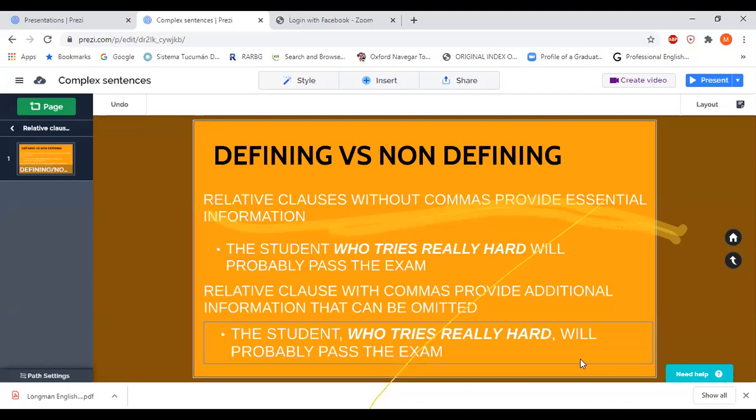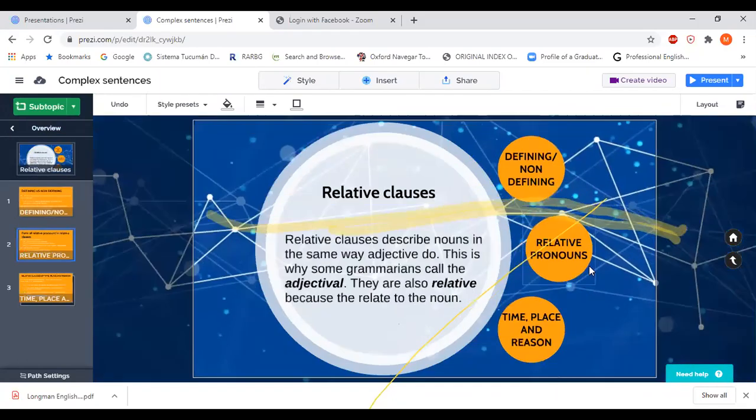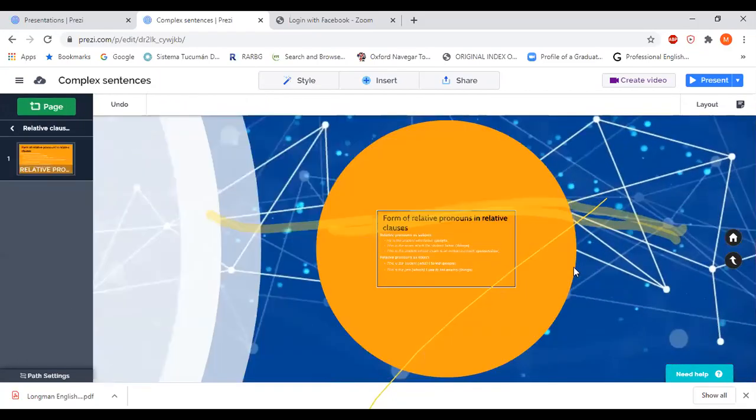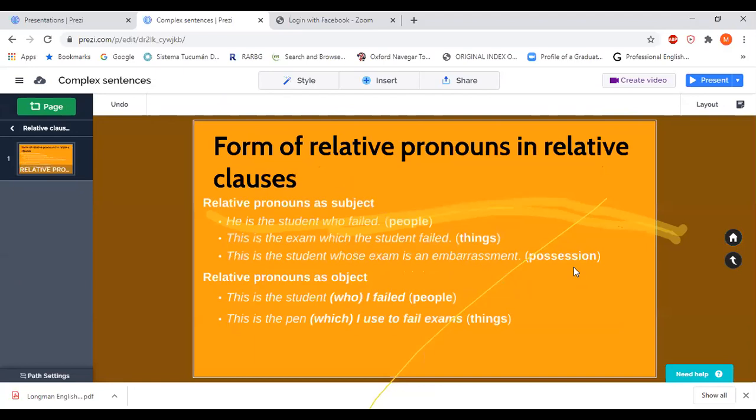Do you understand the difference? Okay, so as you can see, this is a very similar sentence, almost an identical sentence, okay? And the addition of commas can change the meaning completely, okay? So we can analyze relative pronouns now, okay?